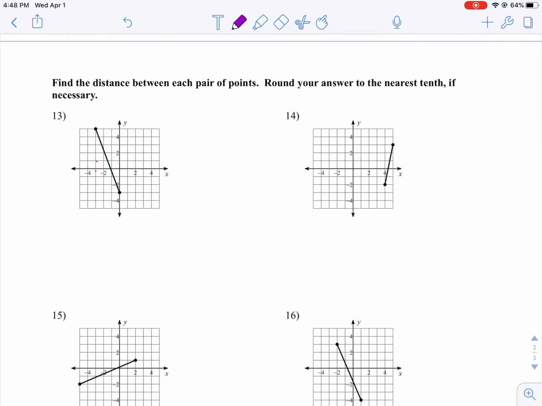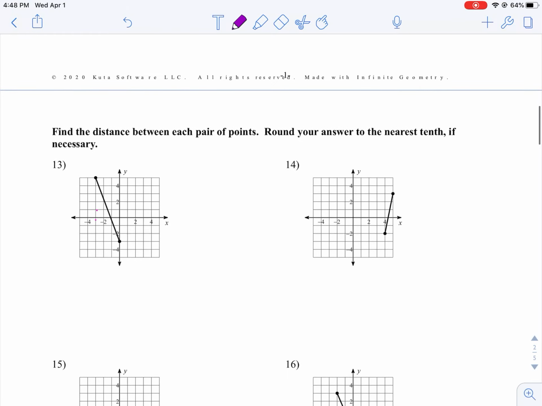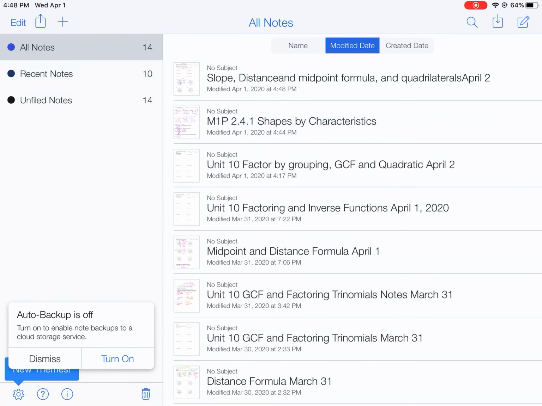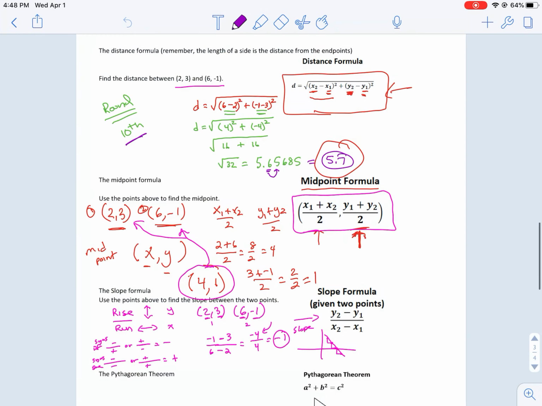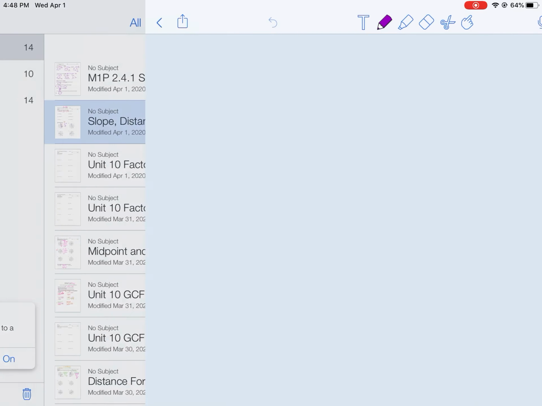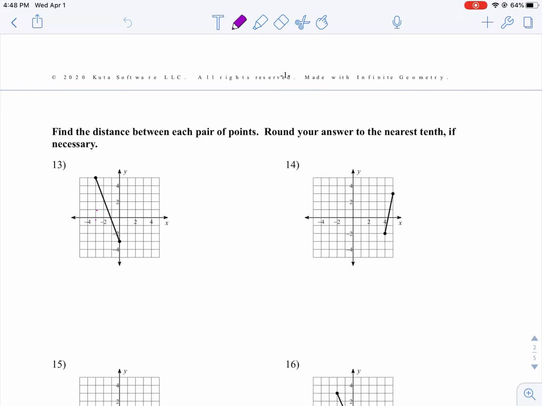Now we're going to practice some stuff we've already done, the distance formula. Okay? If you don't remember the distance formula, remember you can always go back to this form here. Here's your distance formula, okay? And here's your midpoint formula. All right, hopefully you can remember those. If not, we'll work it together.